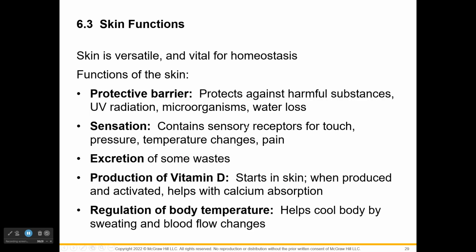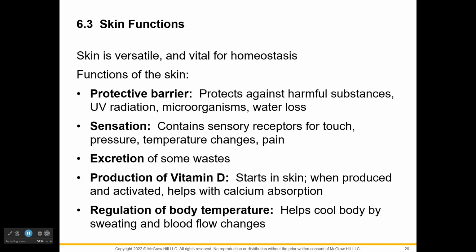So what does the skin do for you? I mean, it's so important. Number one, it's your protective barrier from microorganisms. Without your skin, you would die very quickly of infection. In fact, that's the issue with burns, is pieces of your protective skin are missing, and pathogens can easily access the blood supply and then your whole body.